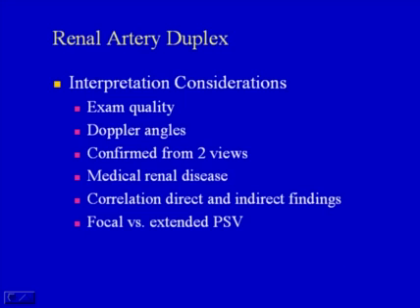Interpretation considerations: exam quality and completeness, the Doppler angles used, if the patient's abnormal, were the findings confirmed from 2 views, did the patient have the presence of medical renal disease, do the direct and indirect findings correlate, and is your focal increase in velocity focal, or is it extended throughout the entire renal artery?